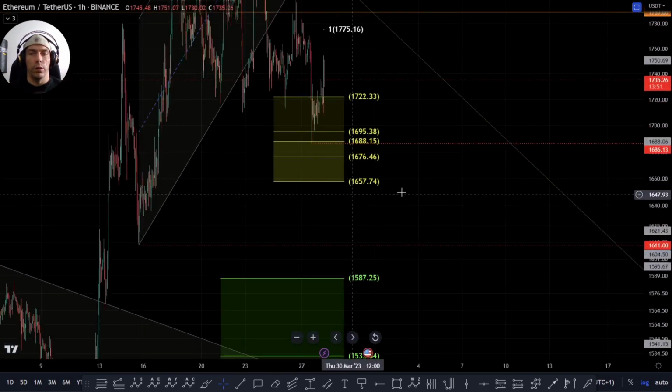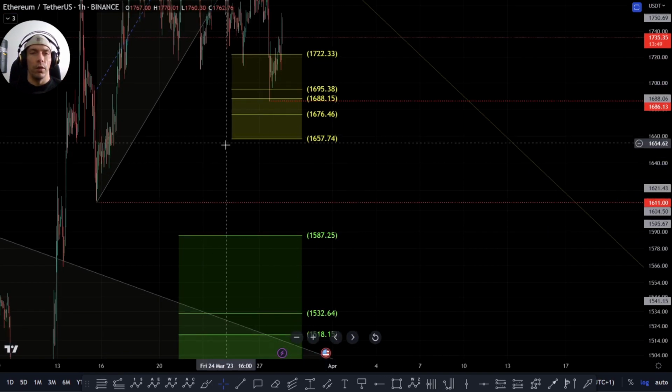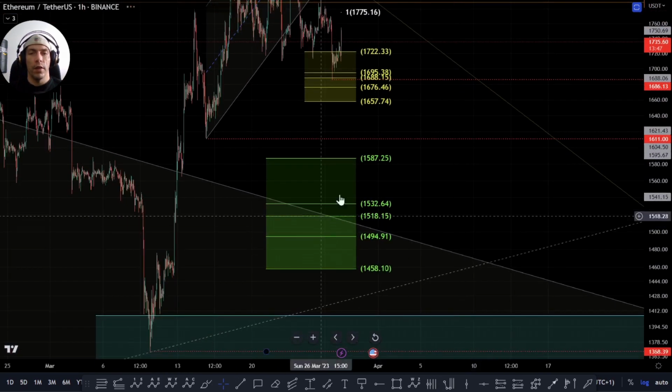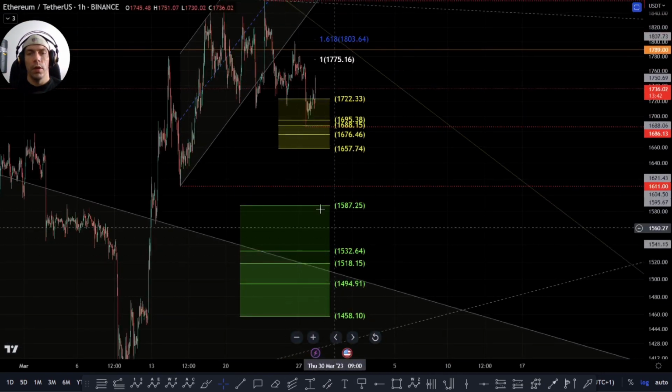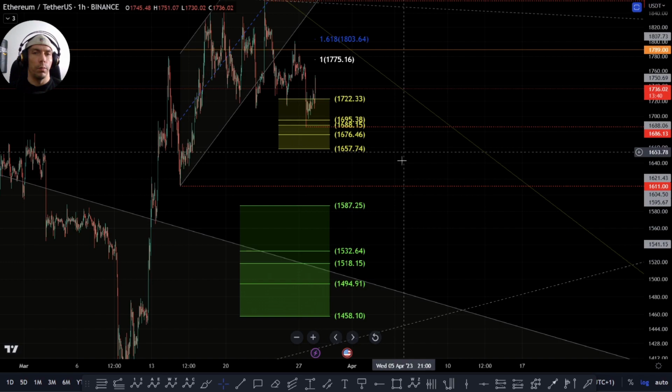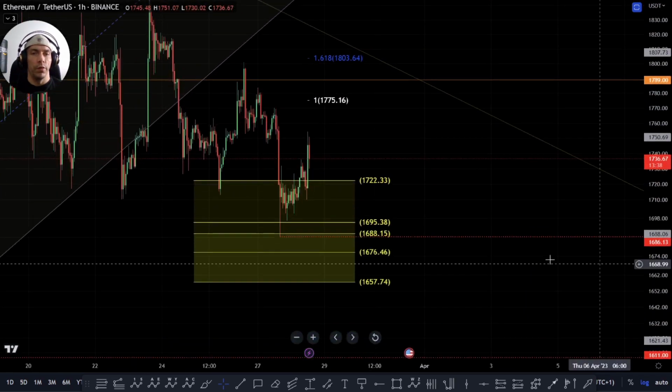But if you do start to lose this 1657 range, like I said, it becomes less likely. If that's the case, we'd be looking down here towards this 1587 to this 1458 area for support to come in, and then look for that possible continuation to the upside.